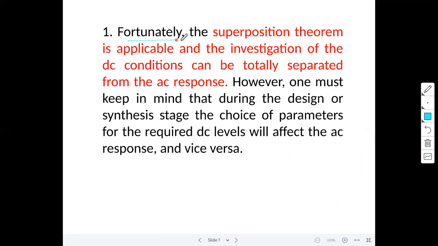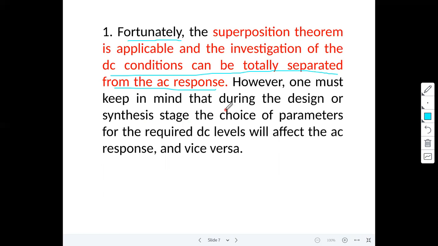Fortunately, the superposition theorem is applicable, and the investigation of the DC conditions can be totally separated from the AC responses. Fortunately, the superposition theorem is applicable separately for AC as well as DC. We can analyze the transistor DC analysis separately as well as AC analysis separately. Still the superposition theorem is valid.